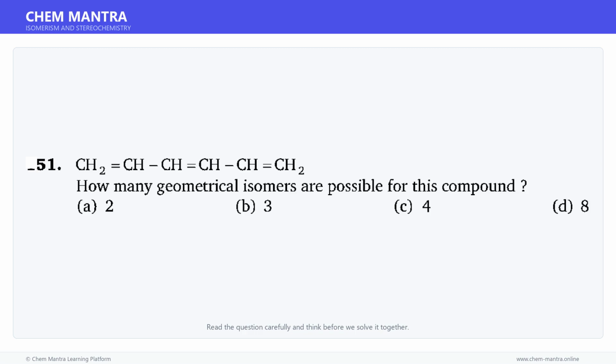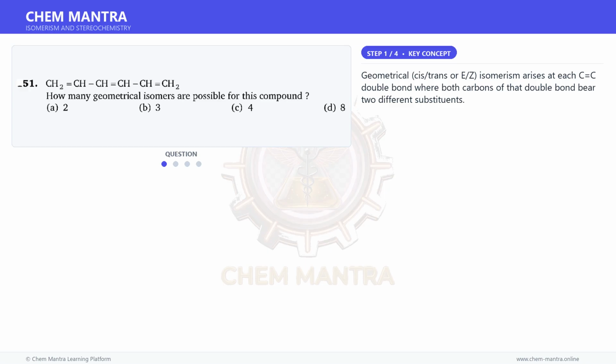Here is a question. Read it carefully and think about the answer. Let us solve it step by step. Let us first understand the key concept here. Geometrical, cis-trans or E/Z, isomerism arises at each C=C double bond where both carbons of that double bond bear two different substituents.